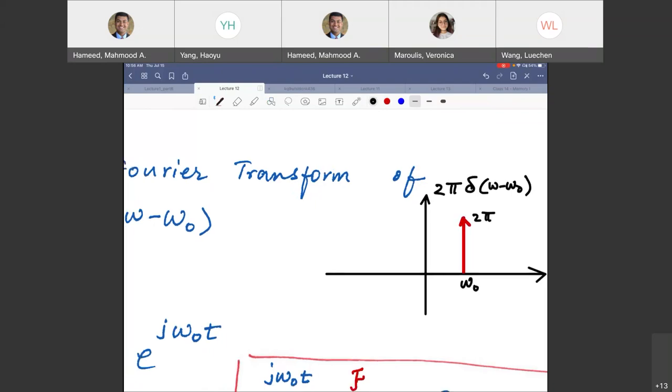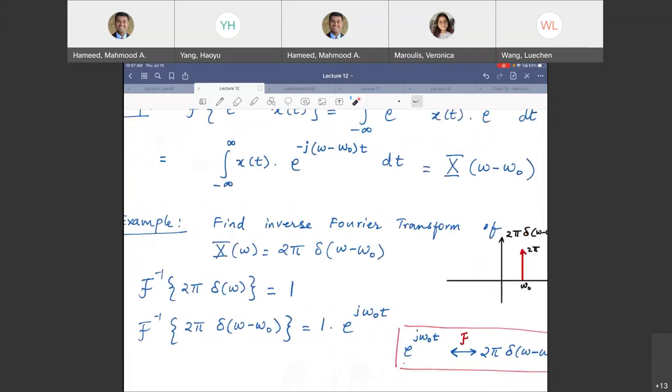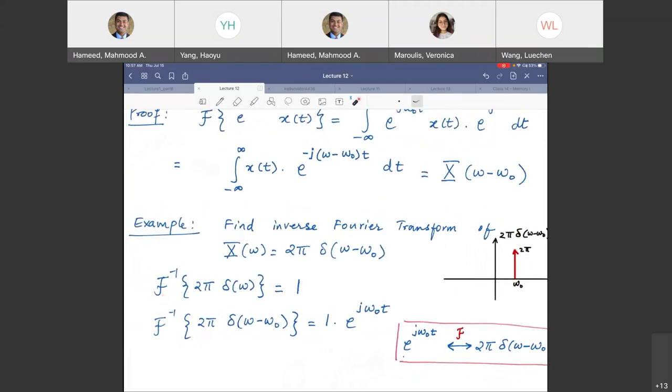Yeah? We are trying to find the inverse Fourier transform of an impulse in frequency located at frequency omega naught with the weight of 2 pi, which means that if you integrate over that, you would get 2 pi. So how do you find that out? Well, the inverse Fourier transform of 2 pi delta of omega is 1. We have done this before in the previous lecture, right? What did we do? We said inverse Fourier transform of delta of omega is 1 divided by 2 pi. That's what we had derived. But if you multiply 2 pi by both sides, you get this, right? 2 pi delta of omega is 1.